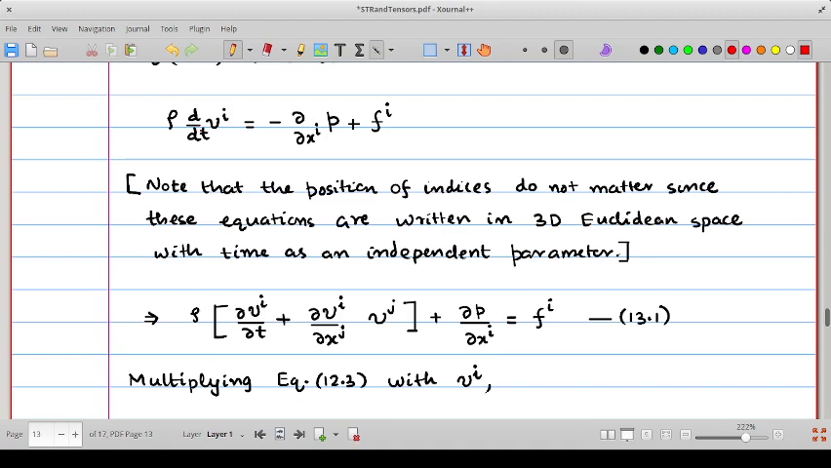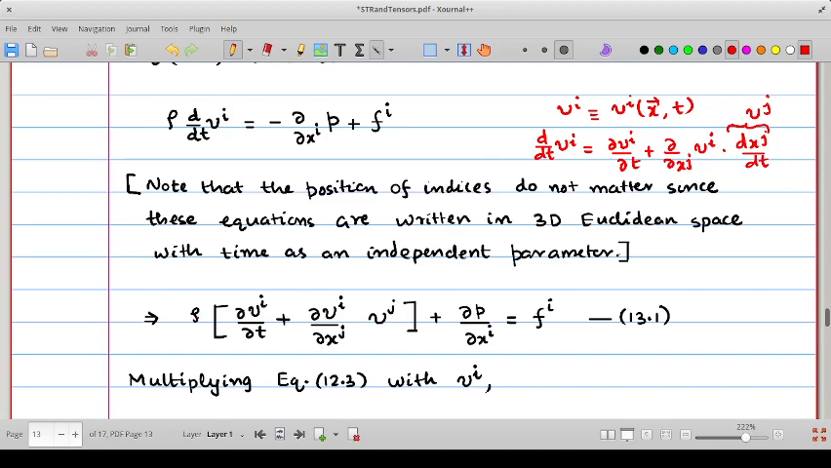Now this d by dt of vi corresponds to the total derivative of the velocity field. vi is a function of x and t. So if I want to take the total derivative of vi, I need to use the function of a function rule, which will be like dj, which is d by dxj. So first of all, I can take the partial derivative with respect to time. So this would be dvi by dt plus I take the derivative with respect to each component of x. So d by dxj of vi times dxj by dt. But then this dxj by dt is nothing but vj.